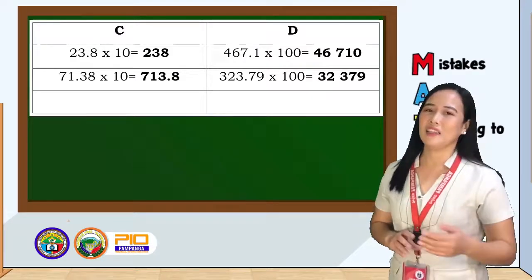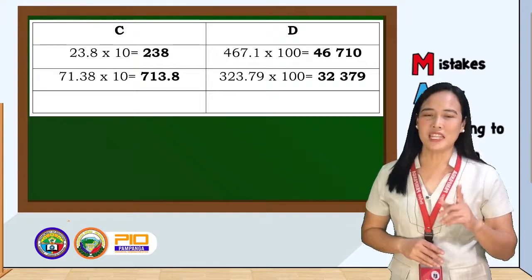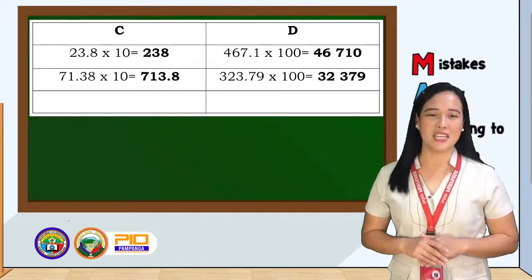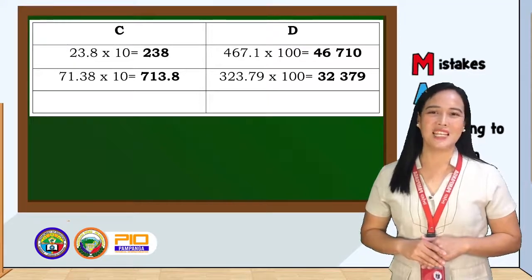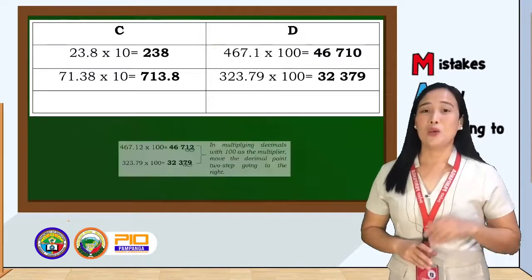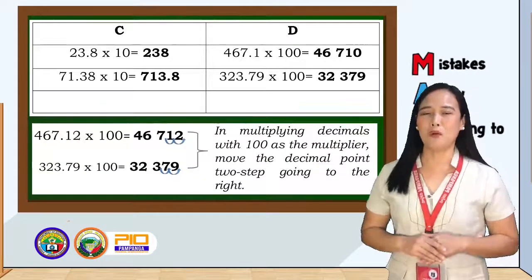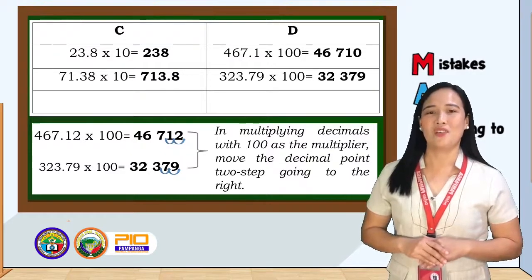Let's take a look at the equations in column D. You will notice that the multiplier being used is 100. What do you think is the easier way of multiplying decimals by 100? Yes, we simply move the decimal point 2 places, or 2 steps, going to the right.